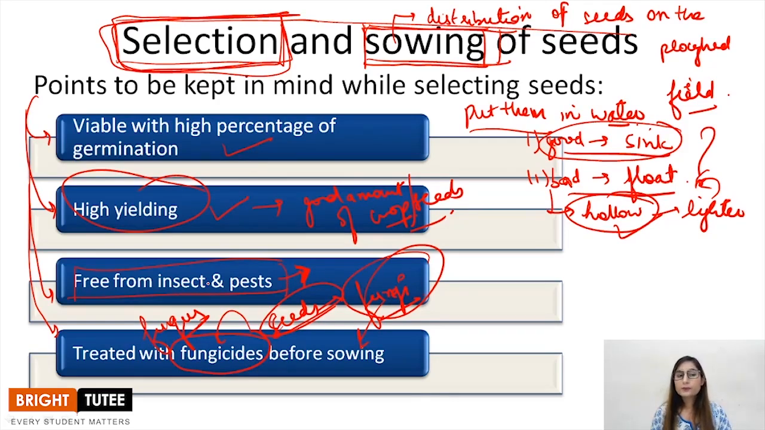So firstly, they must be viable with high percentage of germination. Secondly, they must be high yielding. Thirdly, they must be free from insects and pests. Fourthly, they must be treated with fungicides before sowing, right?